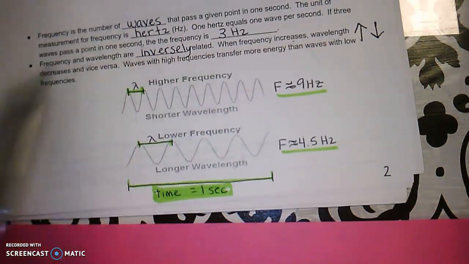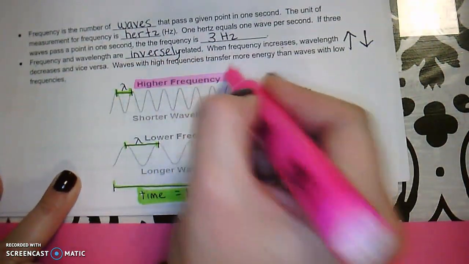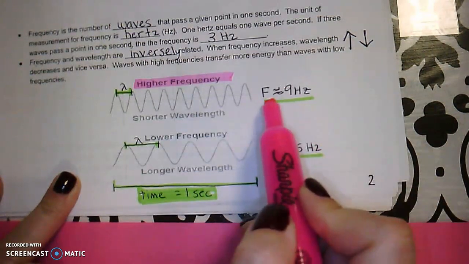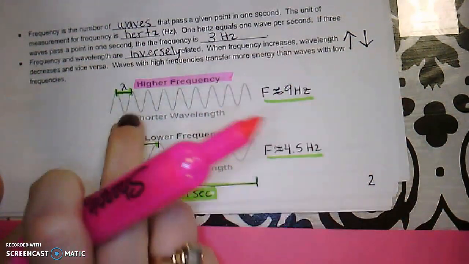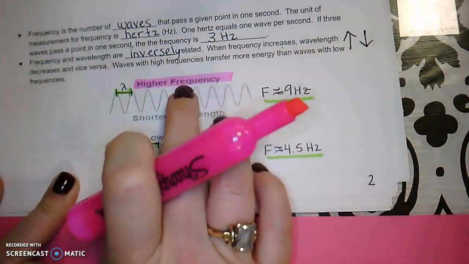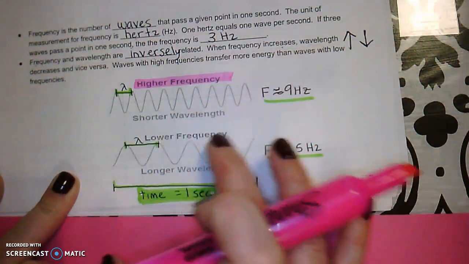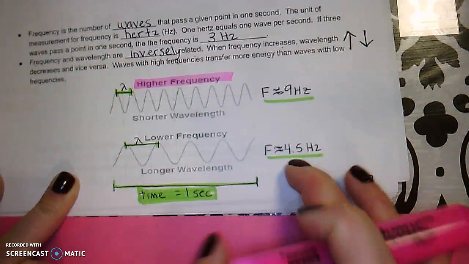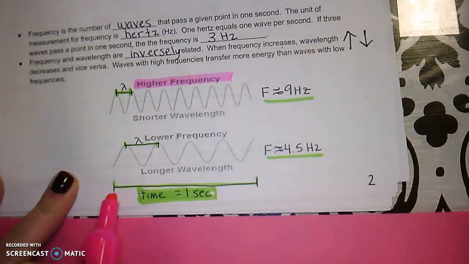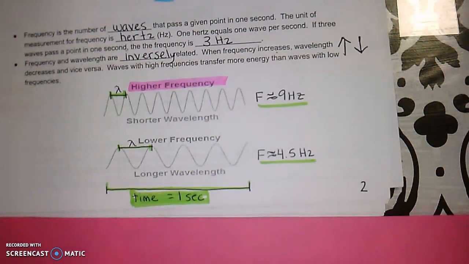So this has a high frequency. Take a moment and highlight. So it's going to have a larger number. If we count our wavelengths that we've got, you should get around 9. This has a lower frequency. If we count our wavelengths, we should get around 4.5, and that's assuming that our time here is 1 second.